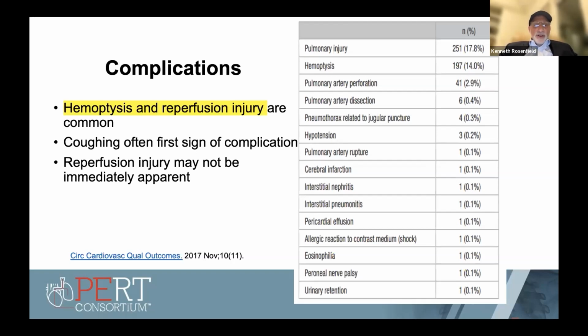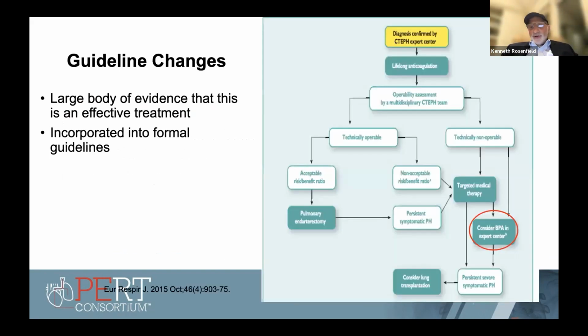You need to be very aware of them and how to manage them. And this is something you do with your pulmonologist, your critical care people as a team. Coughing is often the first sign of a complication. Reperfusion injury may not become immediately apparent, and you need to watch these patients closely over time and know how to interpret the chest X-rays on the next day, on the next day's X-ray.